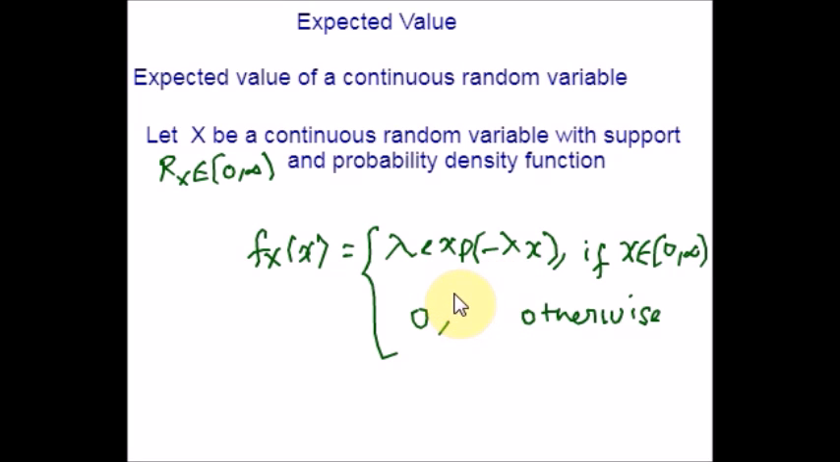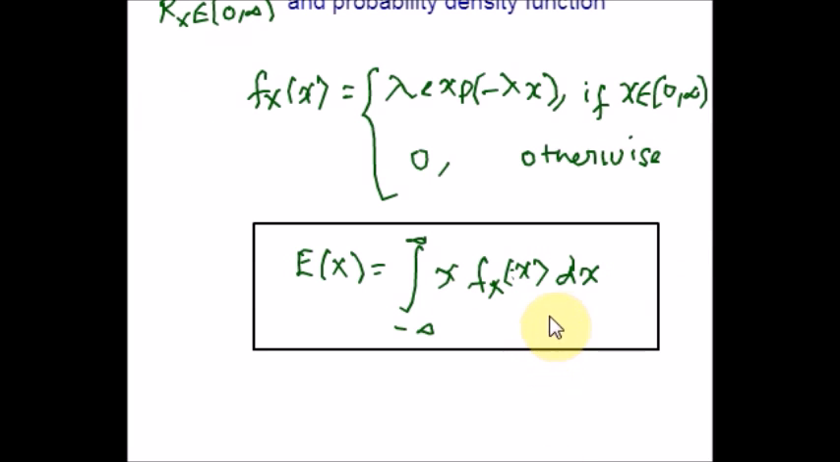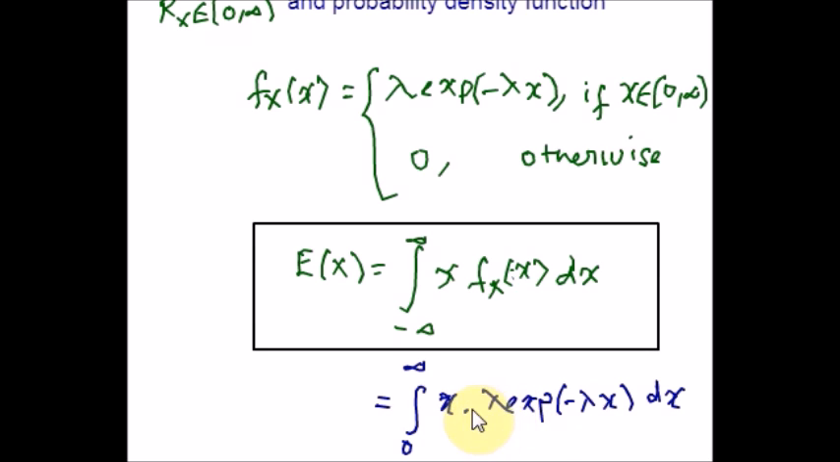So let's find its expected value. I'm just going to write the formula and plug in these values. Here is the formula. Now let's plug in the values. It belongs to 0 to infinity, so you should start from 0, and the function is lambda. Okay, I'm just going to plug in these values. Now here I'm going to change the variables. Let lambda x be t, for convenience. And I'm going to integrate by parts.